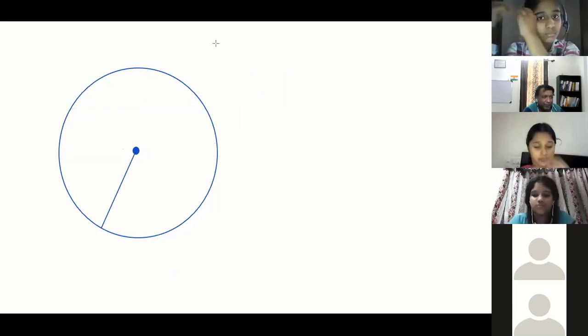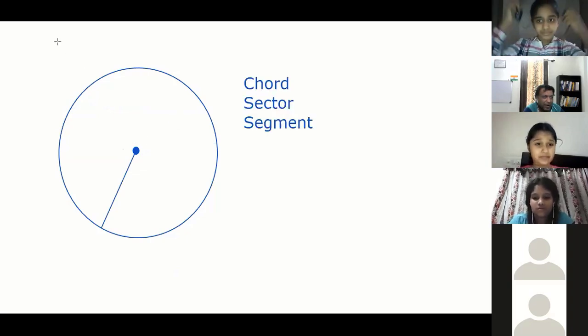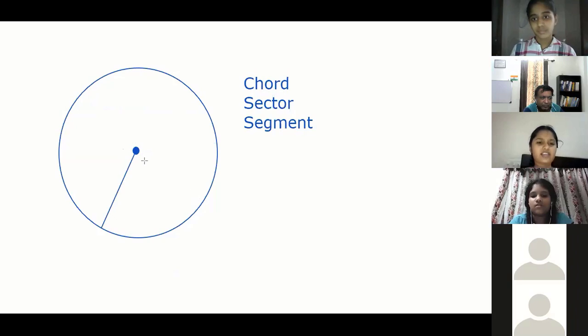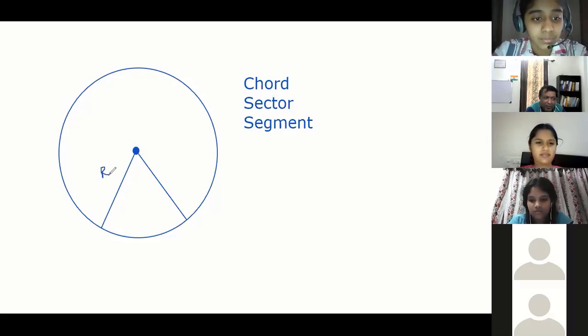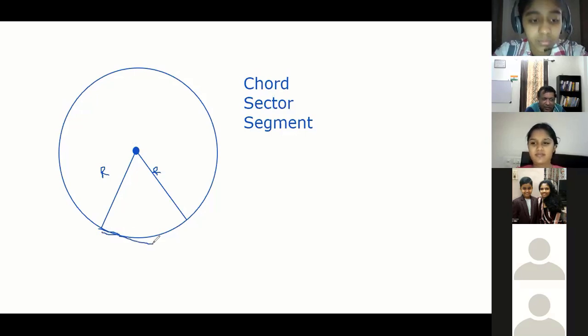Let me draw. So tell me, what should I draw now? Sir, next to this radius, you can draw one more. So how do you define it? You are right. It's a sector. Sector is that region of a circle which is enclosed by two radii, and one arc. Radii is the plural form. This is known as an arc. Understood what I'm saying? Let me make it red. So if I say this is O, this is A, this is B.